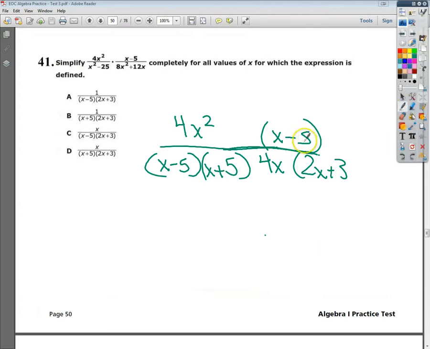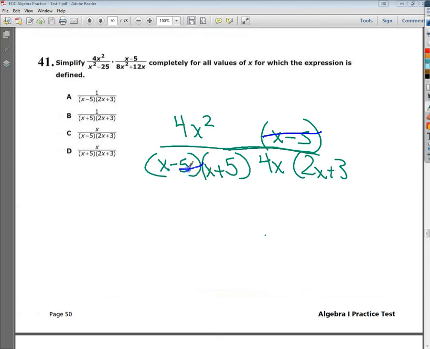And you'll notice I have an x minus 5 here and an x minus 5 here. So it's starting to look a little bit nicer. I'm eliminating terms that they have in common. I'm going to rewrite it with this 4x pulled out towards the front.